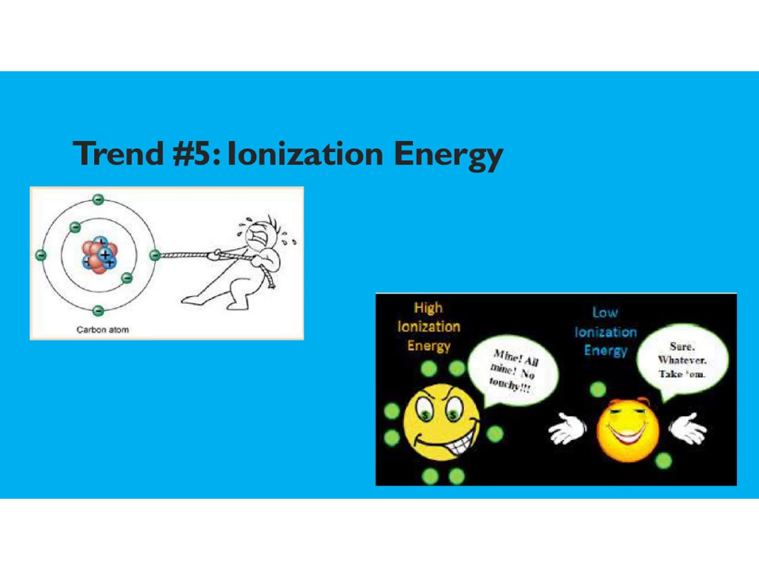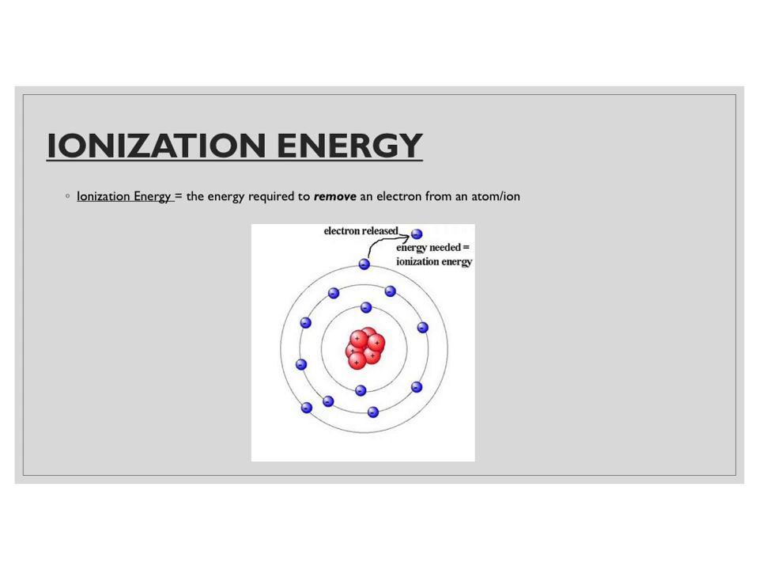The first of these trends here is ionization energy. So this deals with creating ions from these atoms and the energy that it takes to do that. So ionization energy is defined as the energy required to remove an electron from an atom or ion. So how much energy it will take to take that electron away from the atom that it is in.